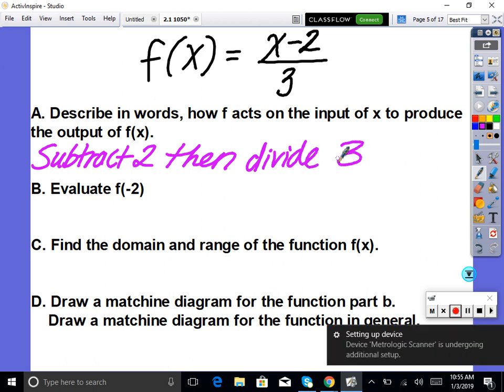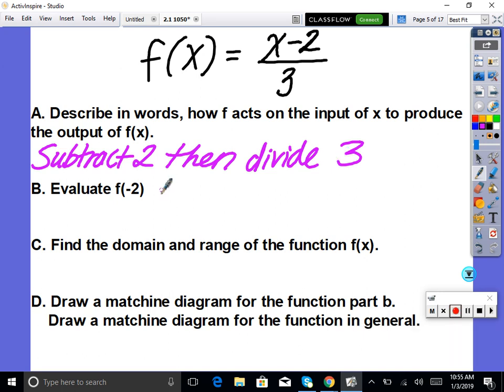All right. Now evaluate f of negative 2. We would plug in a negative 2, wouldn't we? So what would that be? Negative 2 minus 2, people. Negative 4/3, right? That would be our answer.